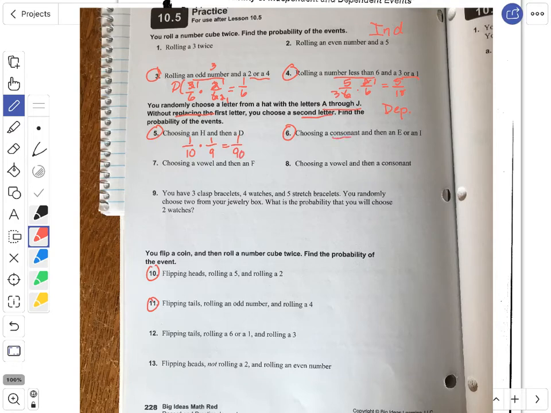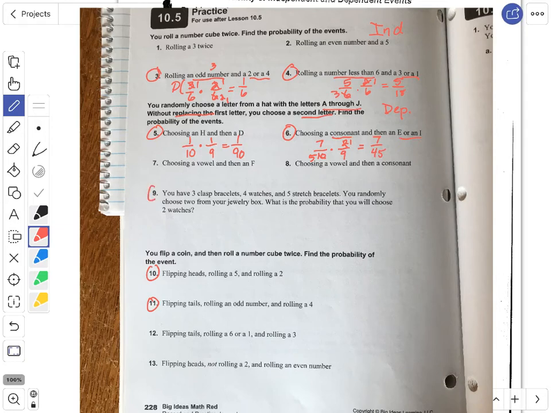Choosing a consonant, and then an E or an I. Okay, a consonant, there's 7 of those out of 10, times we only have 9 left to choose from. An E or an I, that's 2. So I'm going to cancel, and you get 7 out of 45.